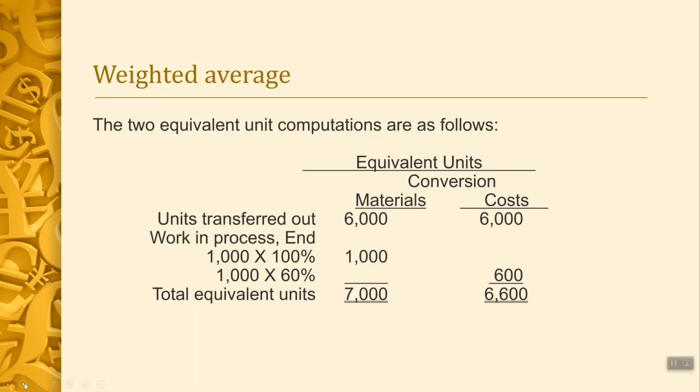The two equivalent units computations are as follows. So we're going to do equivalent units for material and equivalent units for conversion cost. Units transferred out is 6,000, 100% for material and 100% for conversion costs. Work in process ending is 1,000 for material, 100% complete, so that's 1,000. For the conversion cost it is 60% complete, so 60% of the 1,000 gives us 600. Our total equivalent units for material is 7,000, and our equivalent units for conversion cost is 6,600.